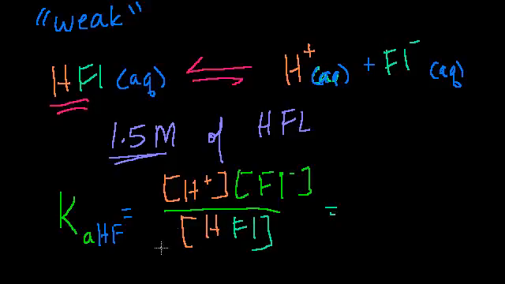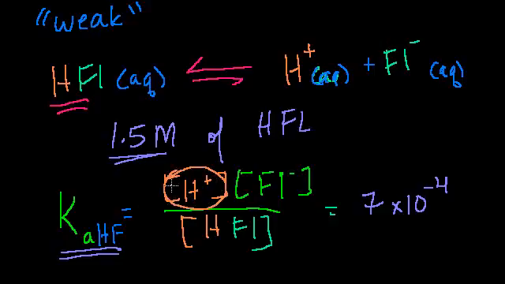If you look this up at 25 degrees Celsius, roughly room temperature, you get a constant value of 7 times 10 to the minus fourth. So, if I have 1.5 molar of hydrofluoric acid, can I figure out what the pH is? Remember, I want to solve for the hydrogen concentration, and then if I take the negative log of that, I know its pH. So let's see if we can do that.